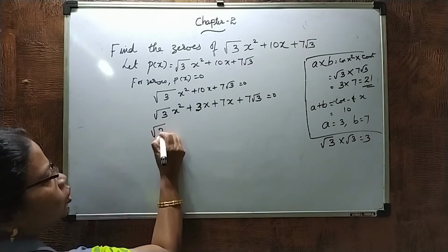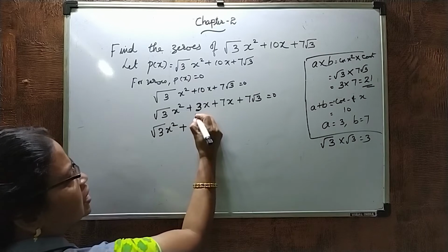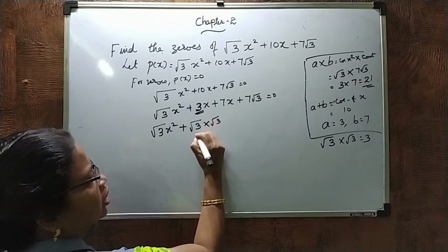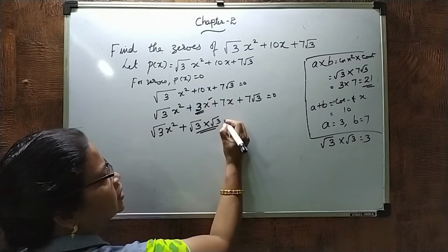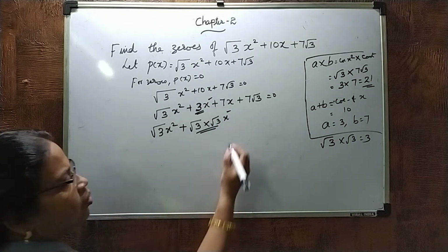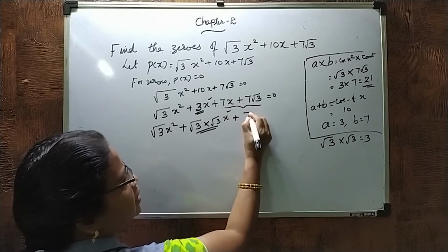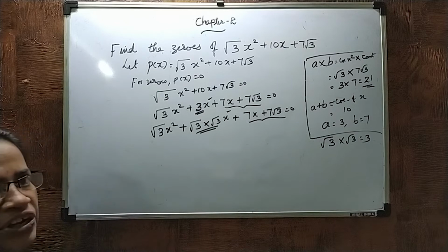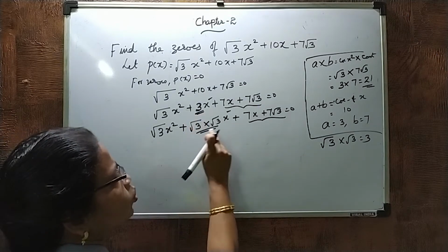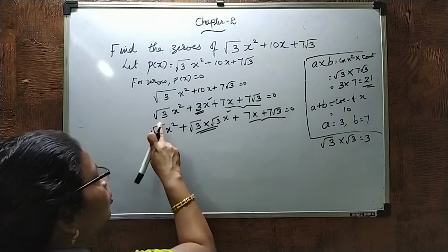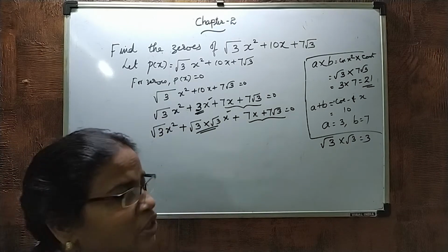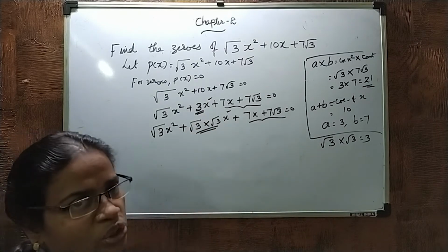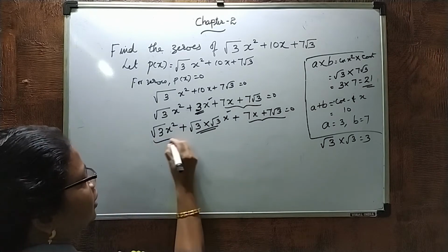So here it is root 3 x square plus this 3x, which can be written as root 3 into root 3 into x, plus the same thing, 7x plus 7 root 3 equal to 0. Now what I did? I wrote this 3 as root 3 into root 3, because here root 3 is there, so we can take root 3 outside. So 3 we can write as root 3 into root 3. Now take this one together.